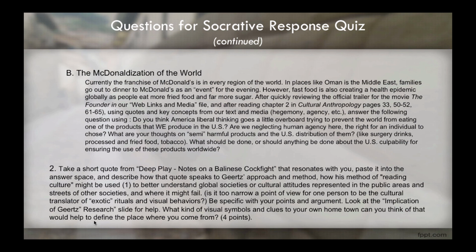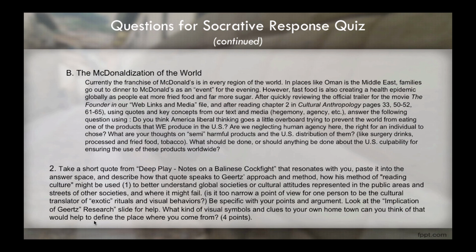What are your thoughts on semi-harmful products and the U.S. distribution and advertising of them worldwide, selling things like sugar drinks, for instance, processed food and fried food, tobacco? What should be done about this, or should anything be done about the U.S. culpability for ensuring the use of these products worldwide?